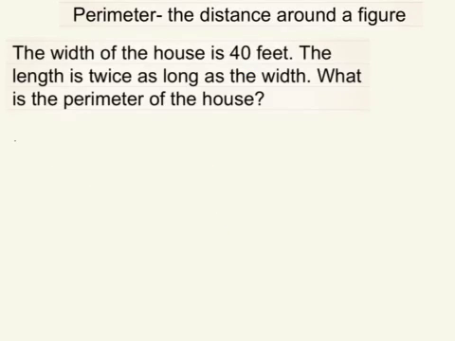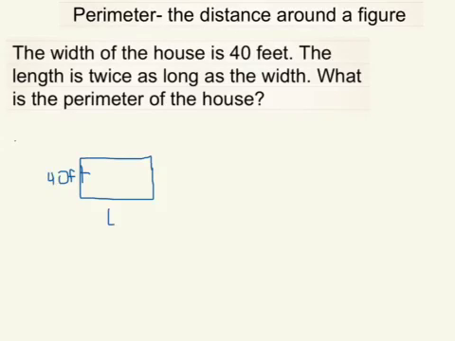Here's a problem that I'd like you to help me solve. The width of the house is 40 feet. The length is twice as long as the width. What is the perimeter of the house? So the first thing I'm going to do is draw a shape, and one side is longer than the other, so it should end up being a rectangle. The width is 40 feet. The length is something I don't know, so I'm going to call the length L for now.